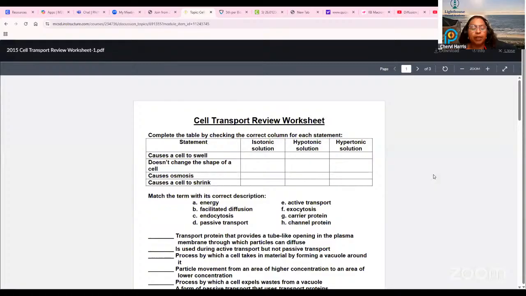All right. So now that you drew all those pretty pictures, you should be able to put a check mark on what is happening. So isotonic, we said that's equilibrium. Does it cause the cell to swell, or does it cause it to keep shape? I mean, does it lose its shape? Does it cause osmosis? That's the movement of the water. Or does it cause it to shrink?